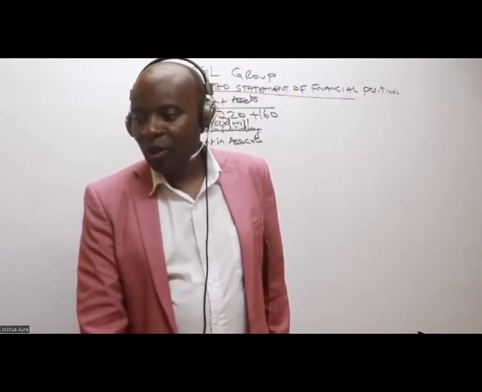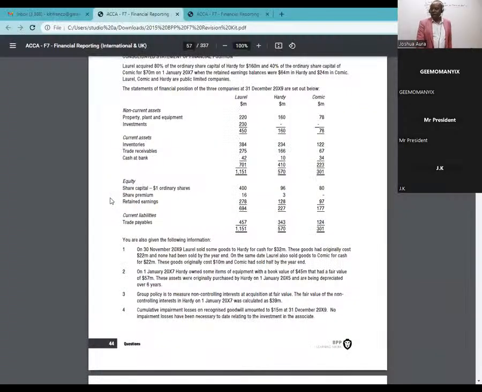Next step. We have here current assets. What do we have? We have inventory.